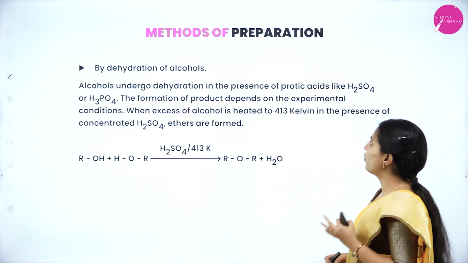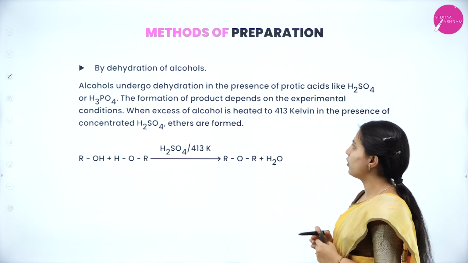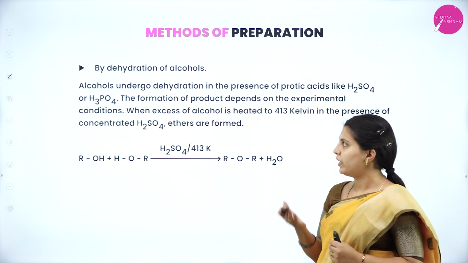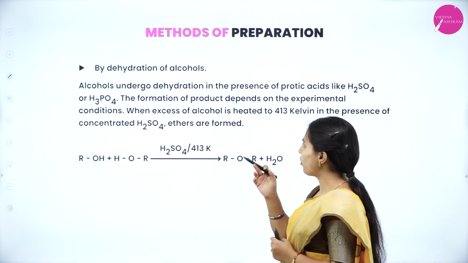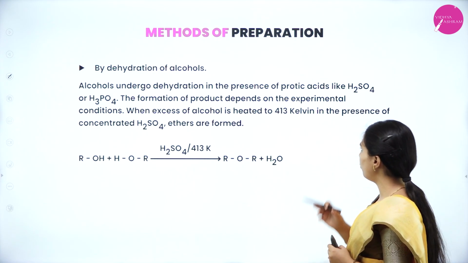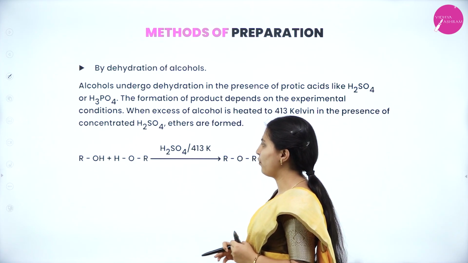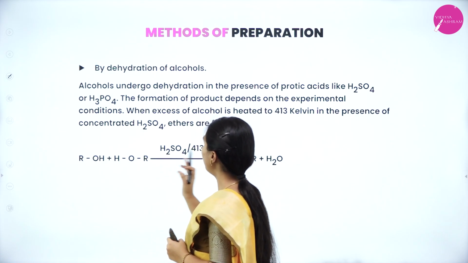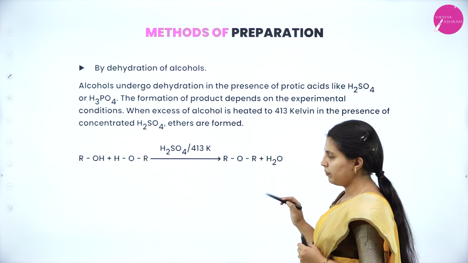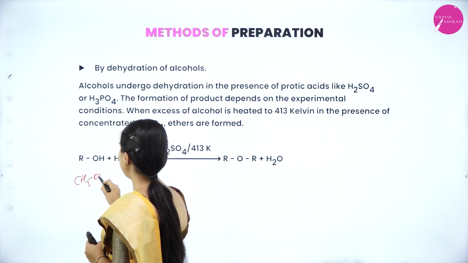Next, methods of preparation by dehydration of alcohols. Alcohols undergo dehydration in the presence of protic acids like H2SO4. If the acids are used, dehydration will take place. The formation of product depends on the experimental conditions. When excess of alcohol is heated to 413 Kelvin in the presence of concentrated H2SO4, ethers are formed. When alcohols undergo dehydration in the presence of protic acid, you may get ethers by the removal of a water molecule. Here also you can use CH3OH plus.